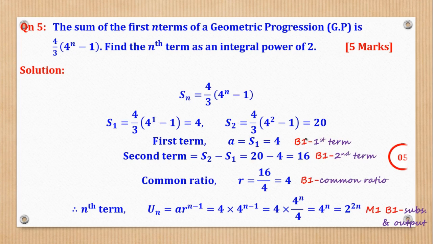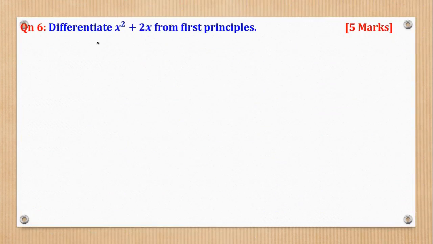So one mark was to get the first term, second term, common ratio, substitution, and output. And that's how the 5 marks would come about. Question 6 says, differentiate x squared plus 2x from first principles. The first thing to do is to let y be equal to that.